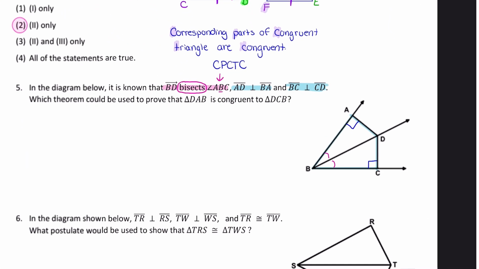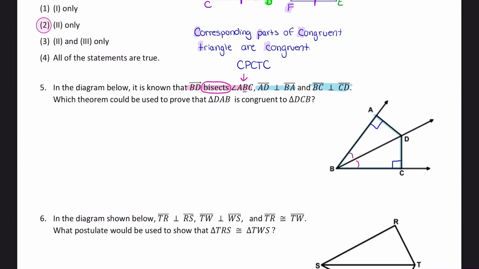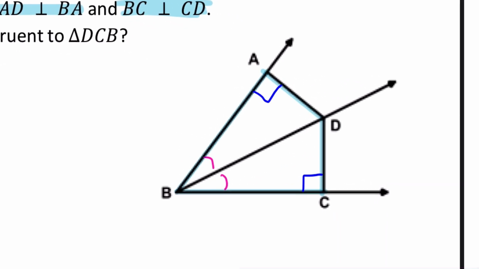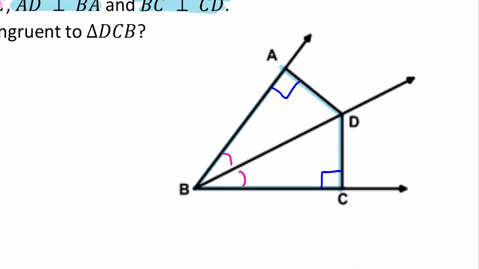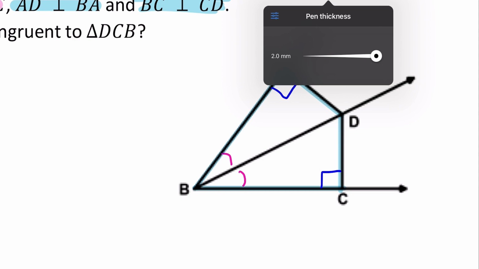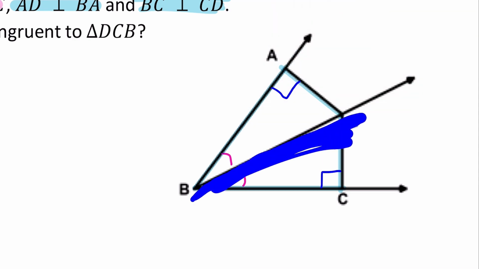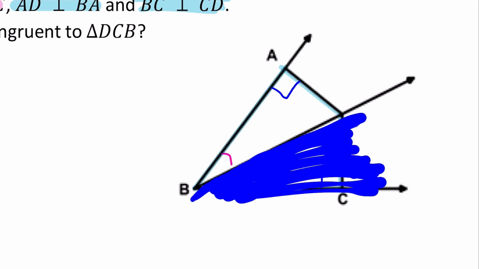All right, then I'm going to keep on reading. It says, which theorem could be used to prove that triangle DAB is congruent to triangle DCB. So the two triangles that I see. I marked everything that I can. And now I'm looking at this, I'm a little confused because I do know that I only have two pieces to a method. So again, I'm going to go ahead and scribble one of these out, and I see that I only have two angles. So that's not enough information.